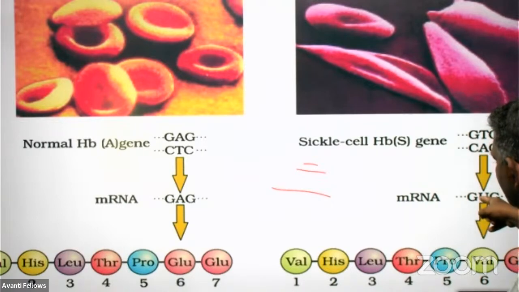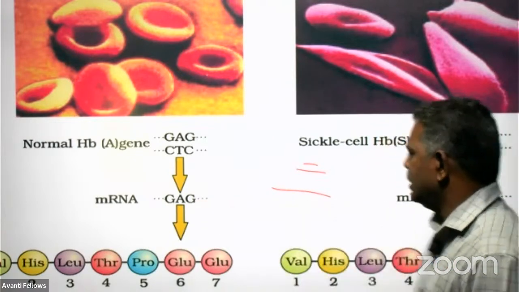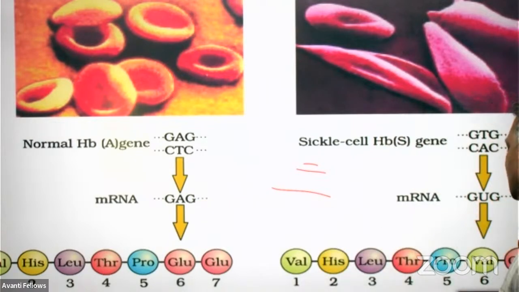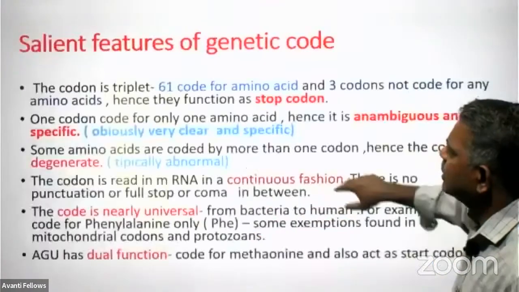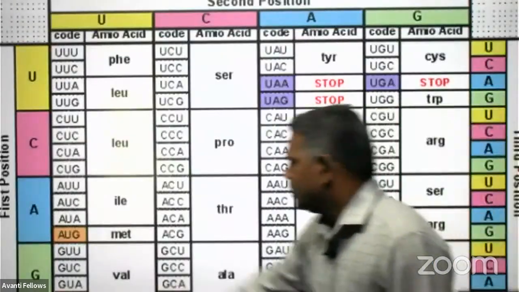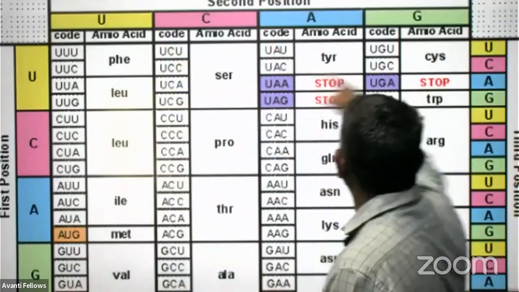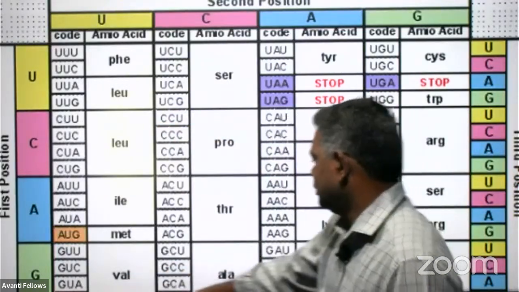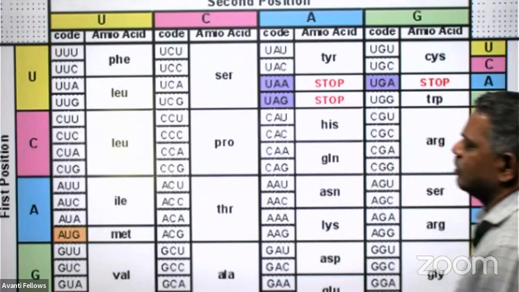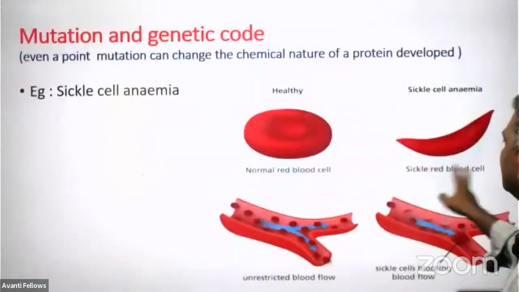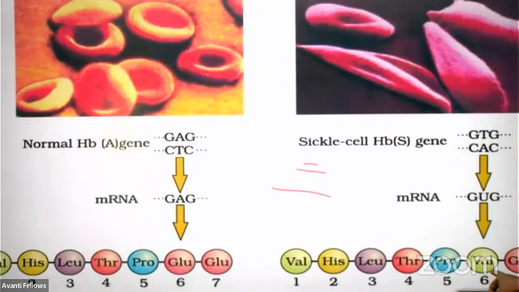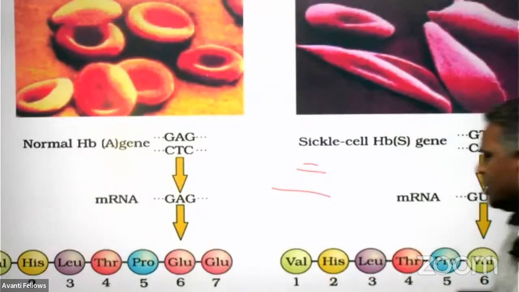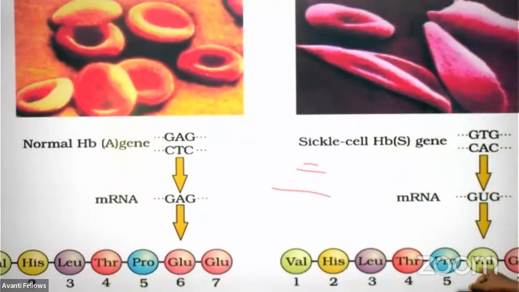And naturally, it produces mRNA through the process of transcription. Instead of GAG, it produces GUG. See this GUG: G, then U, then G. GUG is for valine. So here you see, in the sixth position of the amino acid in this protein, instead of glutamic acid, valine will be placed.